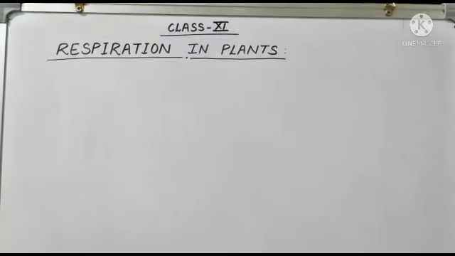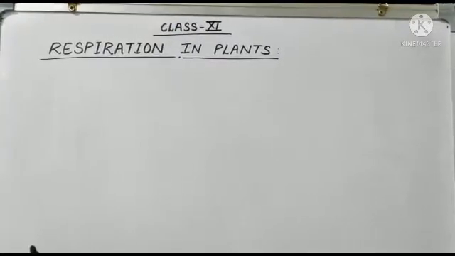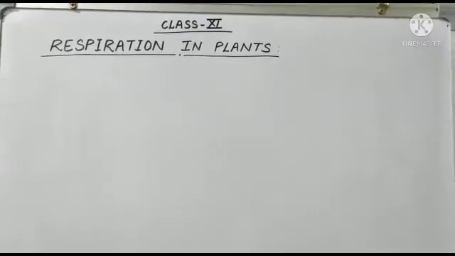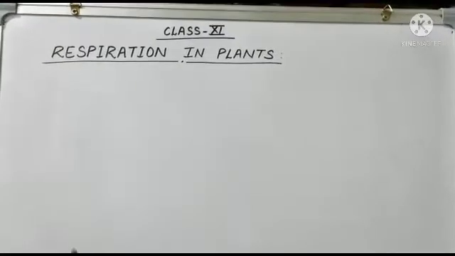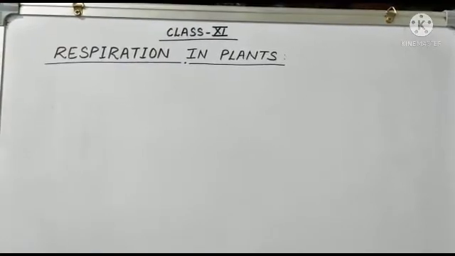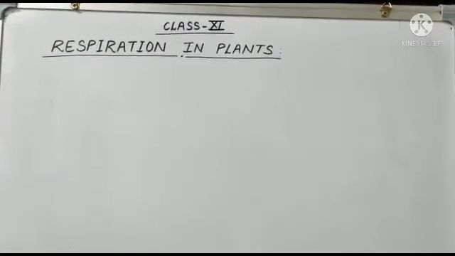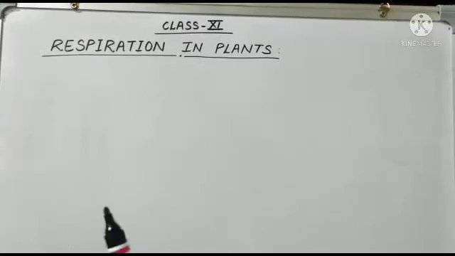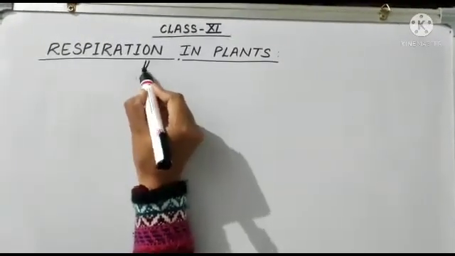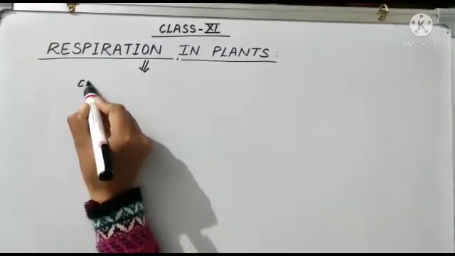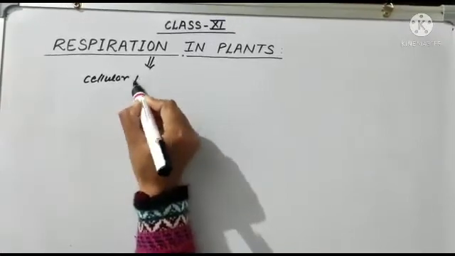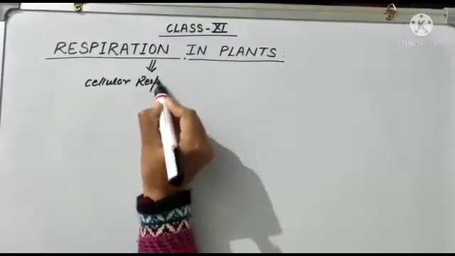In the previous chapter you might have read about photosynthesis in higher plants, in which the plants make the food. Now in respiration in plants we are going to discuss how the food prepared during photosynthesis gets oxidized to release energy. Respiration in plants also occurs in the cells, and that's why it is also known as cellular respiration.